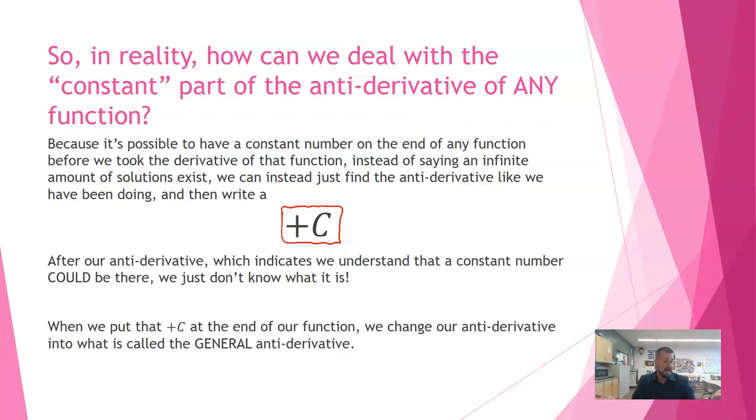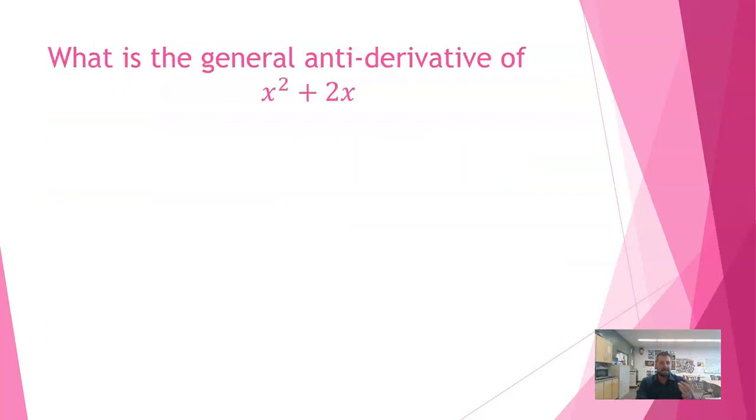Maybe it's there, maybe it's not. I don't know. But I know that there's a plus c that goes there, and I'm just going to make sure that it gets there so that I know when I find the antiderivative, there could be a constant number on the end. So if I wanted the general antiderivative of x squared plus 2x, I would take my antiderivative like we've been talking about, x to the third divided by 3 plus 2x squared divided by 2, and then the 2's cancel, so it's really just x squared. And then I would just put a plus c on the end of it, and that would tell me what the general antiderivative is. Just overall, this is what I would take the derivative of, x to the third over 3 plus x squared, plus some constant number would be my antiderivative.